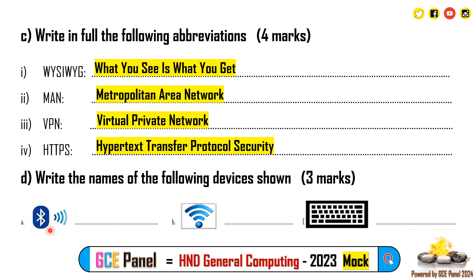The D part writes the names of the following devices shown. And this first one is very common, you already know it. That's Bluetooth, right? So it's Bluetooth. The next one is Wi-Fi. And the last one is a keyboard.